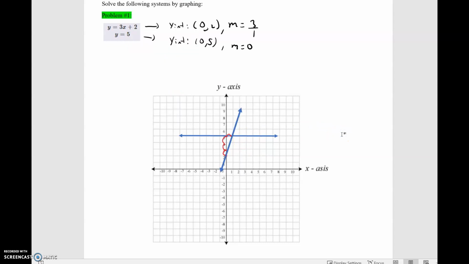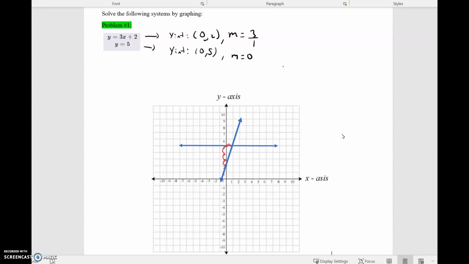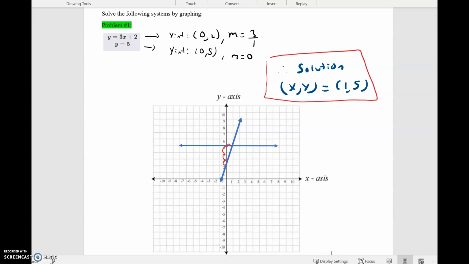Okay, and at this point, we can actually see the solution. I'm just going to put it here. Our solution, as an x and y, happens to be (1, 5). Keep in mind that it's the coordinate point of the intersection. In this case, we're looking at this dot. So this happens to be that coordinate point of the intersection.